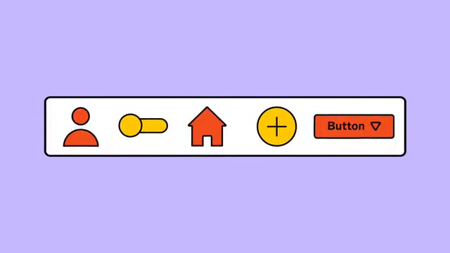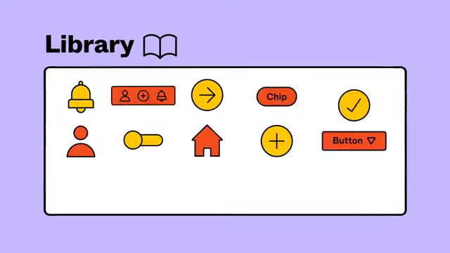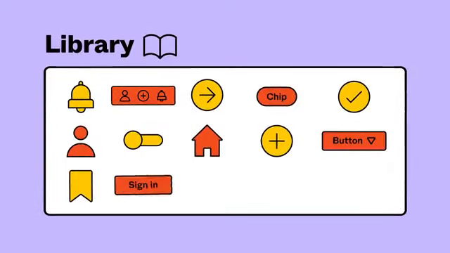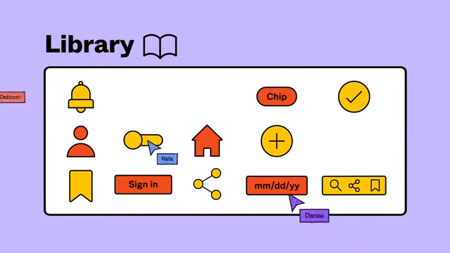Components are the building blocks of our designs. They can be basic UI elements like buttons or icons, or more elaborate compositions like toolbars and menus. Libraries are collections of components and styles. You can use libraries in Figma to create, share, and use components across your files.